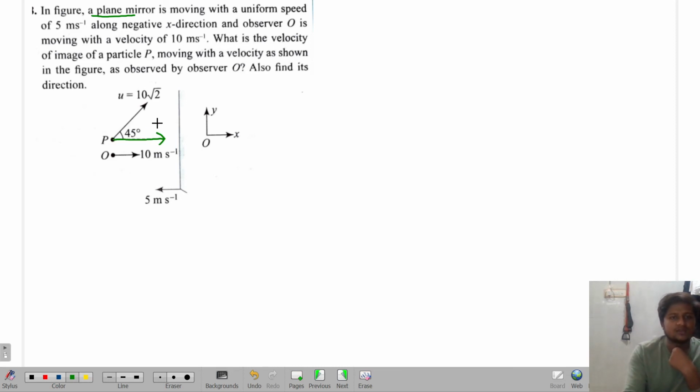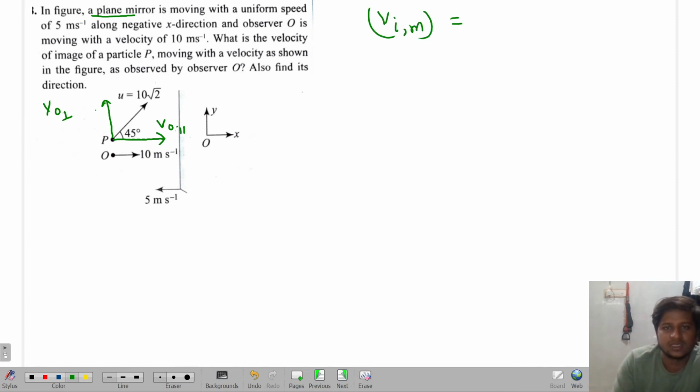So you resolve it. This is the velocity of object with respect to mirror, perpendicular, while this is the velocity of object with respect to mirror, parallel. Got it or not? You know both of these velocities. These are the respective velocities of the object. Again, in the parallel case, the velocity of image with respect to mirror is equal to the velocity of object with respect to mirror.